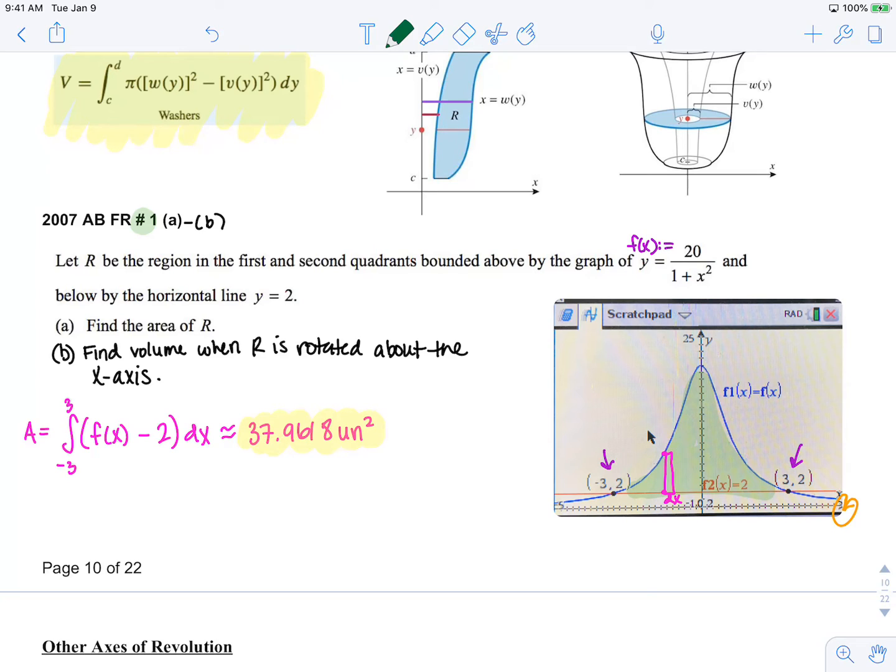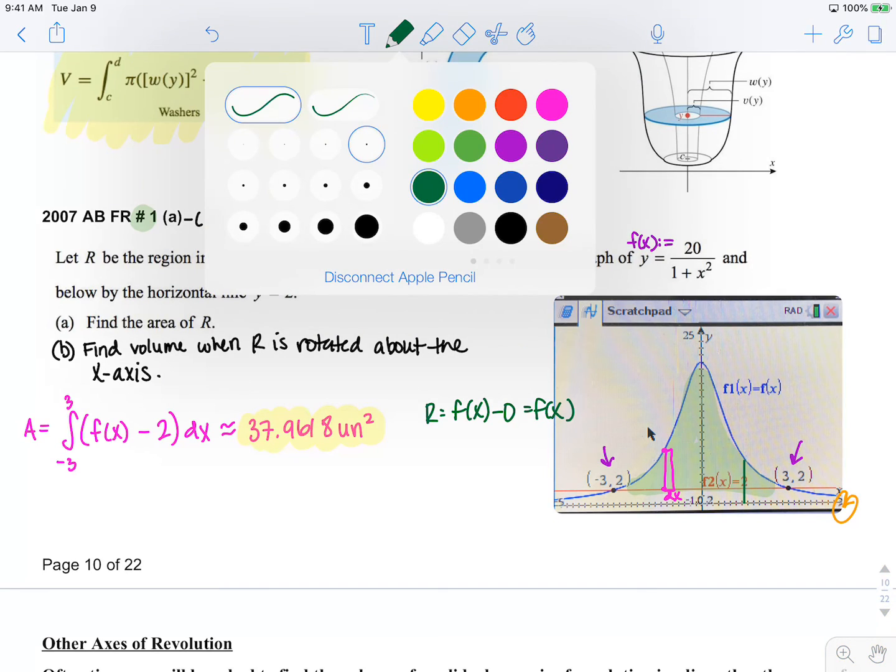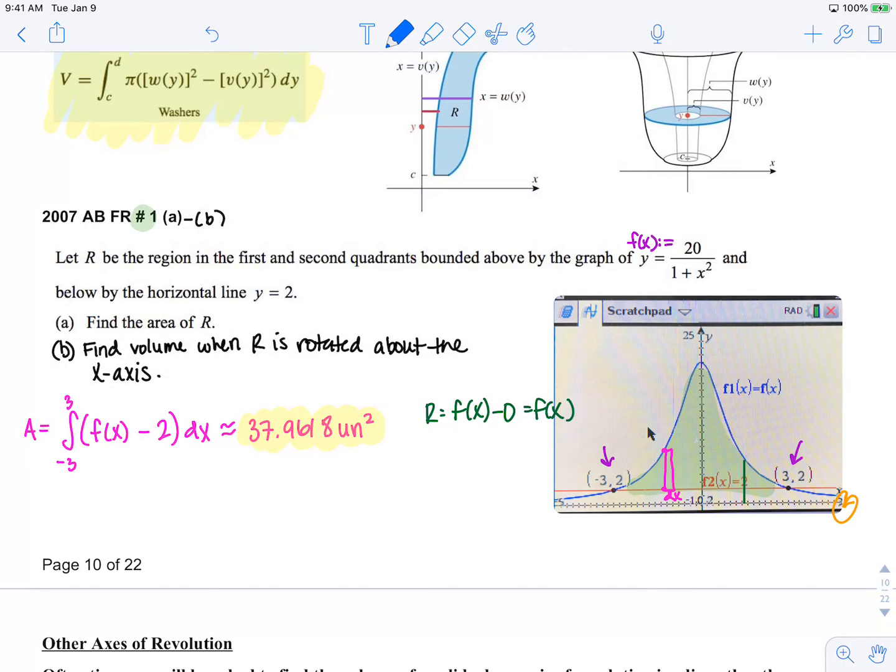So a washer has two radii, an outer radius. That's going to go from my upper function to my axis of rotation. So my big radius is f of x minus 0, which is f of x. And now we need to find our smaller radius, that hole, to be subtracted out. And we can see that that goes from y equals 2 until our axis of rotation. To find that difference, our little radius is 2.